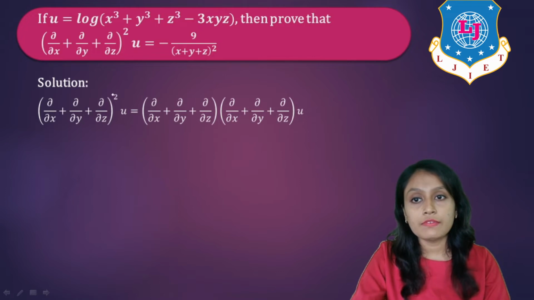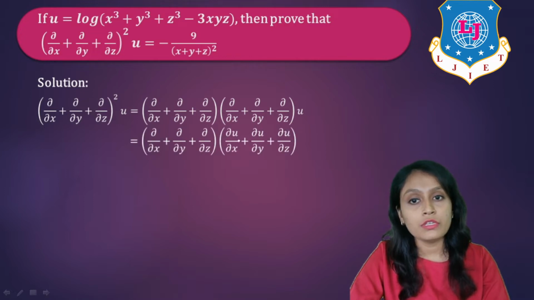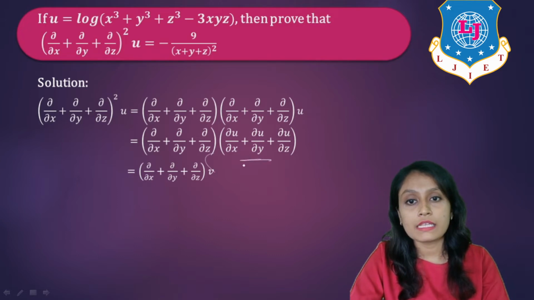Here, firstly we will expand this. We have (del by del x plus del by del y plus del by del z) whole square into u. So this whole square term we will write two times, that is (del by del x plus del by del y plus del by del z) into (del by del x plus del by del y plus del by del z) into u, as it is. Now multiply this u inside. So here you will get del u by del x plus del u by del y plus del u by del z. Now we will name this as v.